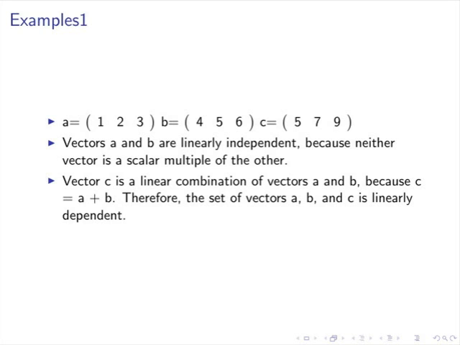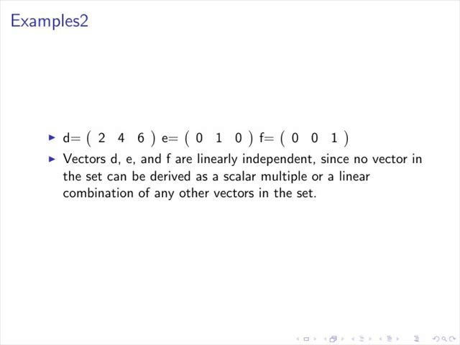Here is example 2. Obviously, vectors D, E, and F are linearly independent, because no vector in the set can be represented by a scalar multiple or a linear combination of any other vectors in the set.